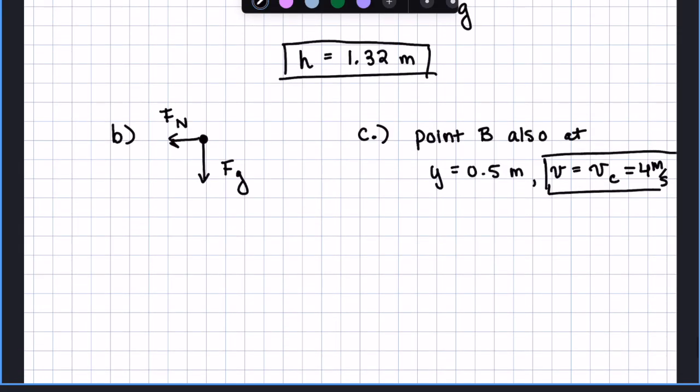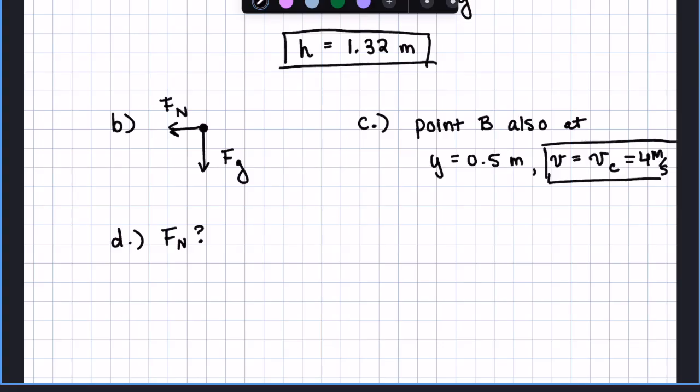Because once we do have that speed, D is then asking for us to solve for the magnitude of the centripetal force exerted by the track on the block. So really they're just asking about the normal force. The normal force in this case is what we can say is our centripetal force. It's the force that's providing the centripetal acceleration.